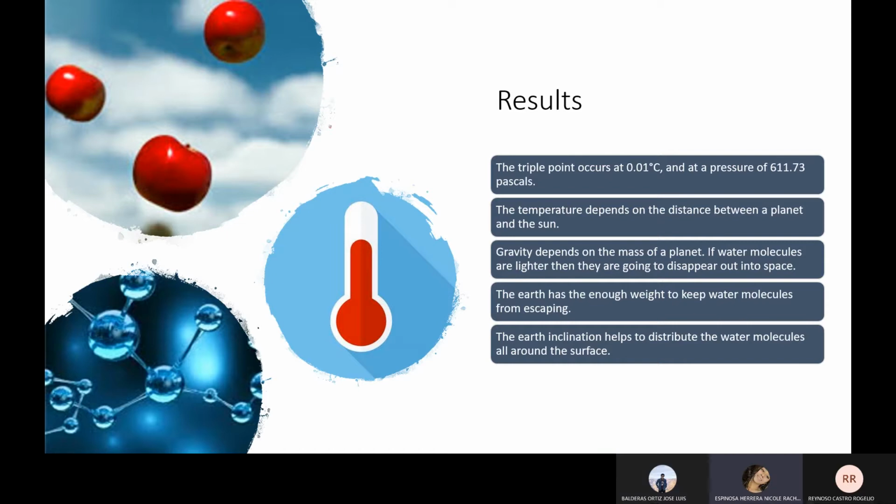So what we found out after we did our investigation through the scientific method is that, first of all, the triple point needs a temperature of 0.01 Celsius to occur, along with a pressure of 611.73 pascals. Well, the temperature obviously is going to depend on the distance between a planet and the sun. We know that Earth is the one that has the appropriate temperature for living organisms to exist.